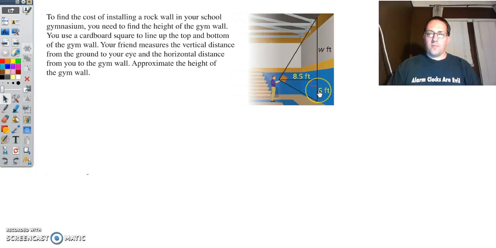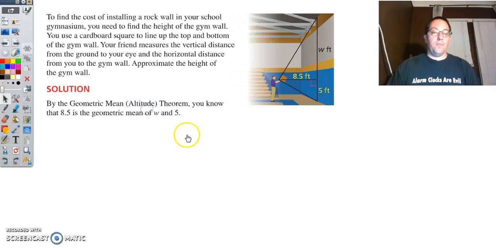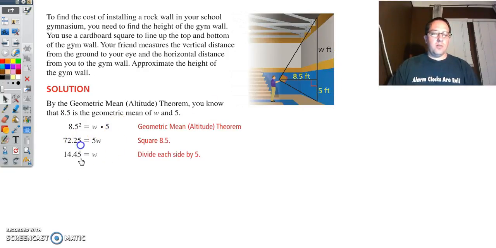All right. And so you have one leg of the little triangle, you have the altitude, and you're looking for this other leg of the other triangle. And so that's geometric mean. All right, so we've got the geometric mean as our altitude, 8.5 squared equals W times 5. Multiply that out, divide by 5. Now remember, this is just W. This is just the part above your eye level. All right, so you've got to add that 5 back in. And so that gives us 19.45 feet.